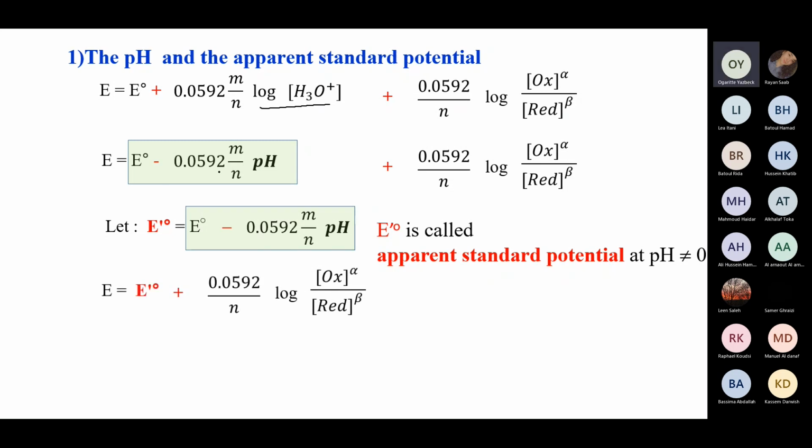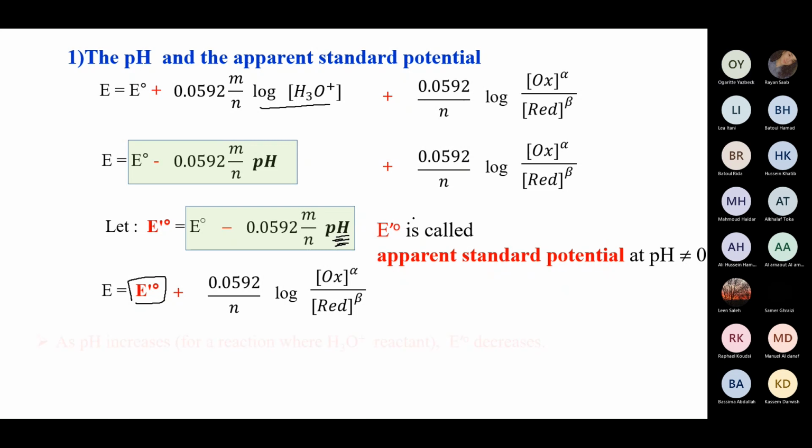If I substitute then for this, the E prime naught, we get E equals E prime naught plus 0.0592 over n log ox over red. This reminds me of the normal Nernst equation, but instead of E naught we called it E prime naught. And they're calling this the apparent standard potential because this is not really the standard. This is the standard potential, but corrected for a pH term, for the effect of acidity on the reaction. So the E prime naught is the E standard corrected for the acidity. The correction value is minus 0.0592 times the stoichiometry on the H3O+ divided by the number of electrons transferred times the pH of the system.